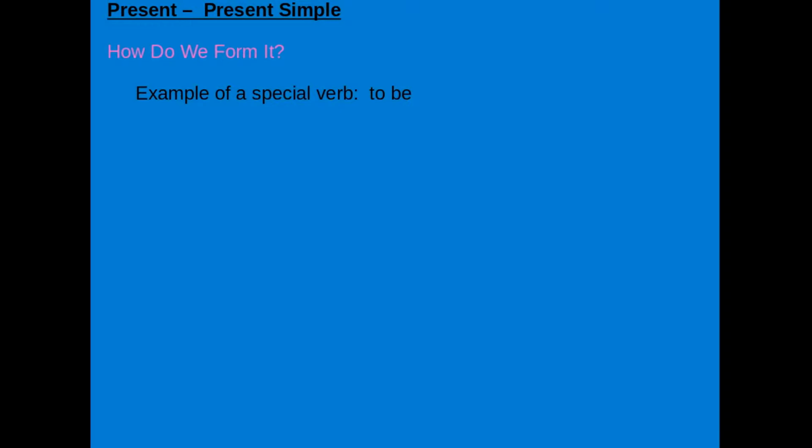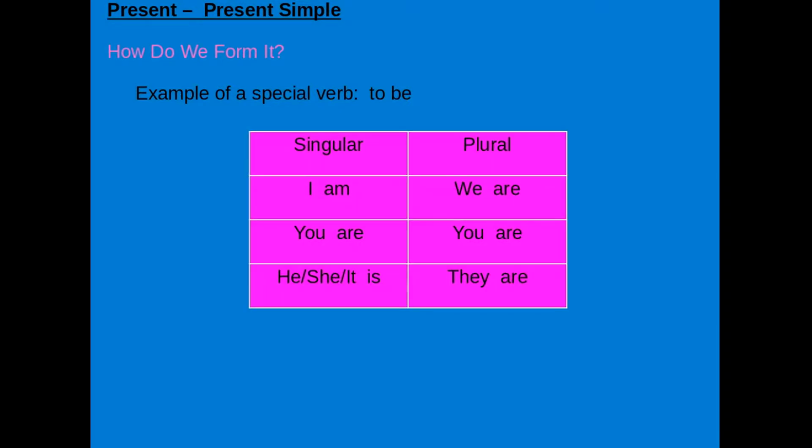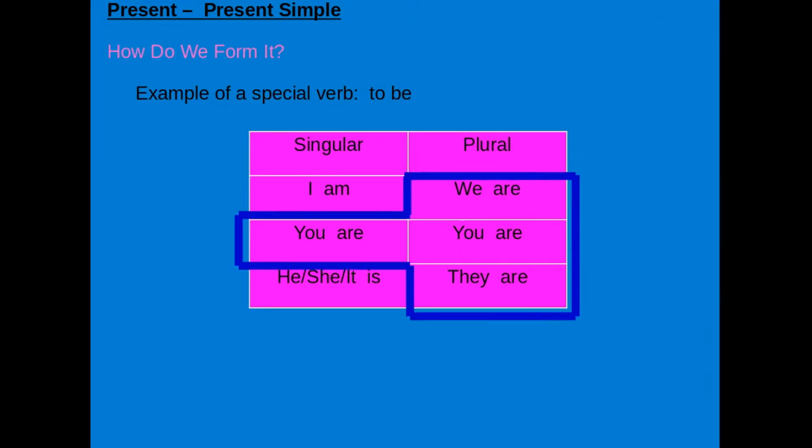Special verb case, the verb to be. For this, we see I am, we are, you are, he, she, and it is, and they are. This is our pattern. It looks like this, where we have 4 the same and 2 that are different. Even in this, the present simple of verb to be still has S in is, ending in S.